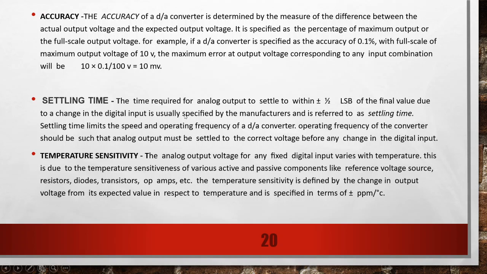The last point we have is temperature sensitivity. The circuits we are using have an op-amp, resistances, all of which are temperature sensitive devices. So naturally, over a period of time, as the system heats up, there may be small changes. The analog output voltage for any fixed digital input varies with temperature. So the temperature sensitivity is defined as the change in output voltage from its expected value with respect to temperature over a given range.